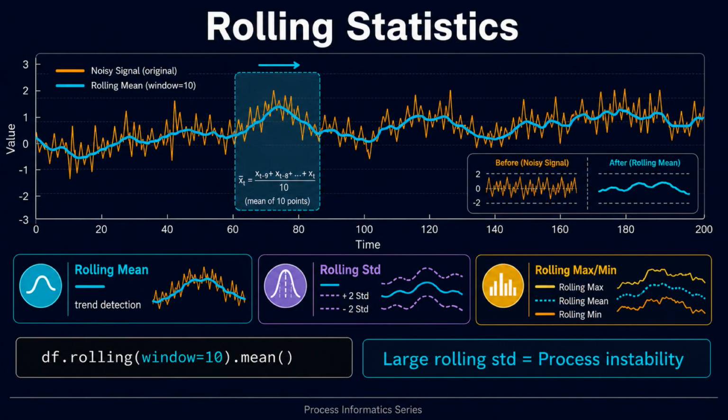Rolling statistics reveal patterns hidden in noisy raw data. A rolling mean, or moving average, smooths short-term fluctuations to show underlying trends. Rolling standard deviation is equally valuable. It measures local variability. Stable operation shows low rolling standard deviation, while upsets cause spikes. Process engineers use rolling statistics for stability monitoring, detecting gradual drift, and identifying regime changes. The window size choice depends on the time scale of phenomena you want to capture.